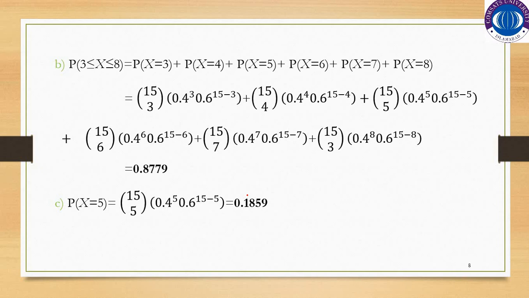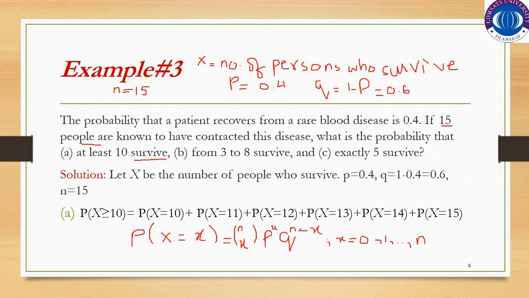Let me leave you here with the question: if you say that exactly 5 will not survive, how do you find the probability that exactly 5 will not survive? Just think about this, concentrate on the scenario and think about how you will find the probability that exactly 5 will not survive.